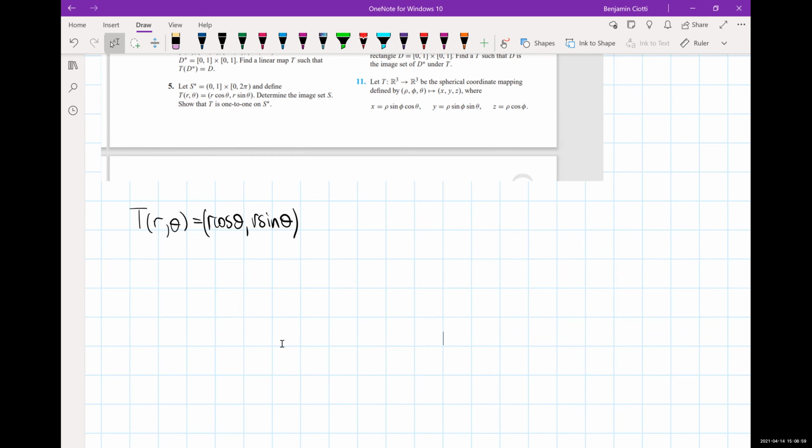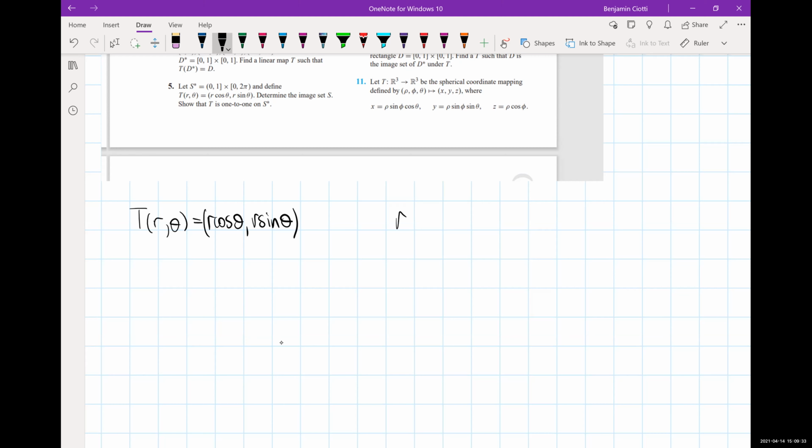So then I'm trying to show that T is 1-to-1 on S star. I said, suppose T of R theta equals T of R prime theta prime. And I want to show that R equals R prime and theta equals theta prime. I started by expanding what T of R theta means and what T of R prime theta prime means. I got R cosine theta equals R prime cosine theta prime.